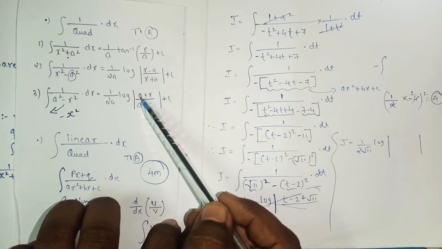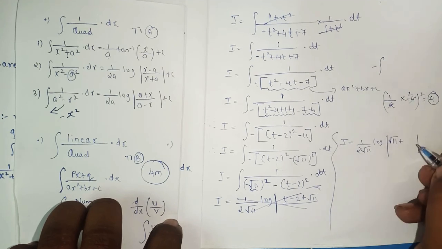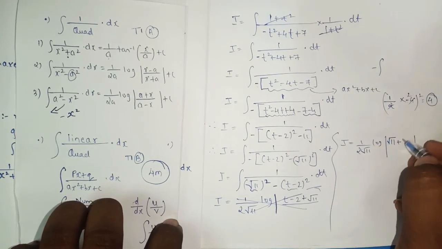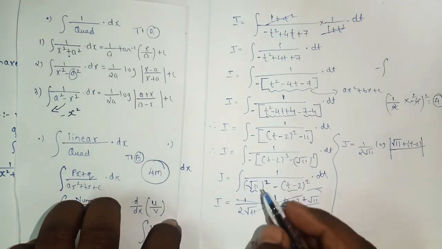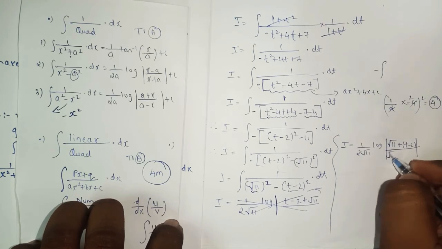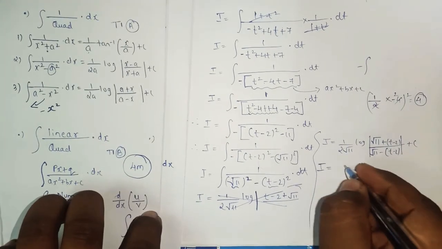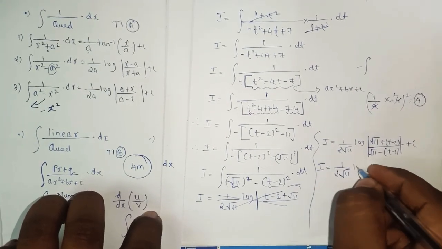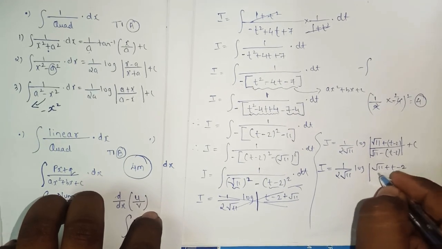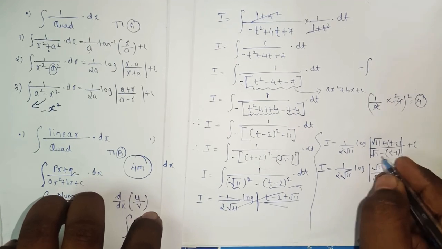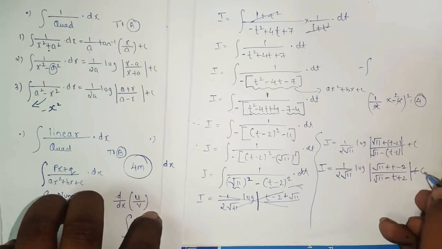Here a is what? The number. Okay, so a is what? Here it is the number. So root 11 plus t minus 2. Yes or no? Upon a minus x, a minus x plus c. Then the next step will be what? I equals 1 upon 2 root 11 log mod root 11 plus t minus 2 upon root 11. So bracket open with this minus. So here you will get minus t plus 2 plus c. Yes or no?